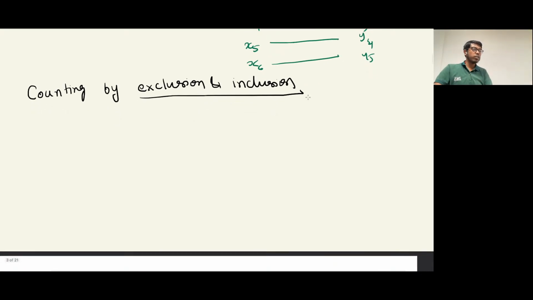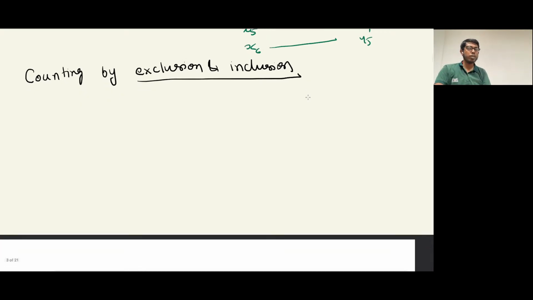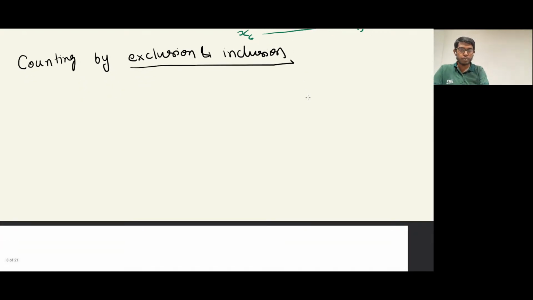As I told yesterday, what is the meaning of exclusion and inclusion? Firstly, what we are excluding, we need to include later. It may happen that while counting something, we are including something two times, or we are excluding extra elements. Those extra elements we have to either exclude or include. So this is the exclusion and inclusion principle.